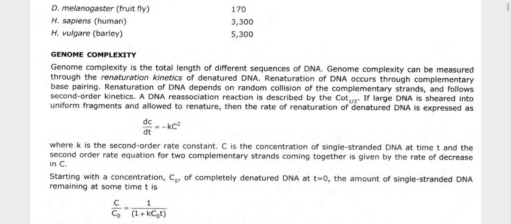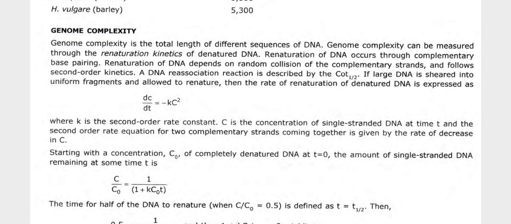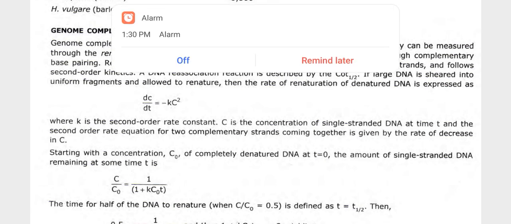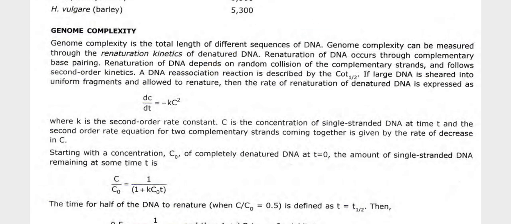Genome complexity. Genome complexity is the total length of different sequences of DNA. Genome complexity can be measured through the renaturation kinetics of denatured DNA. Renaturation of DNA occurs through complementary base pairing. Renaturation of DNA depends on random collision of the complementary strands and follows second order kinetics.